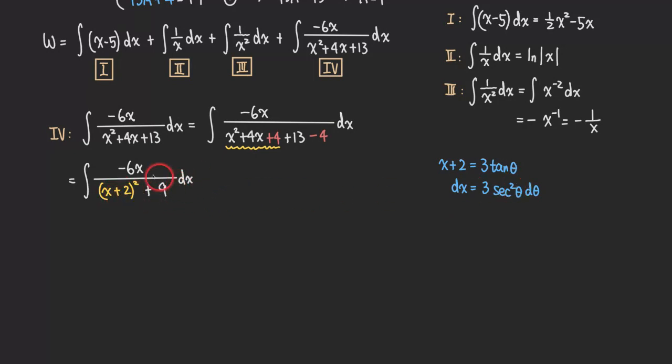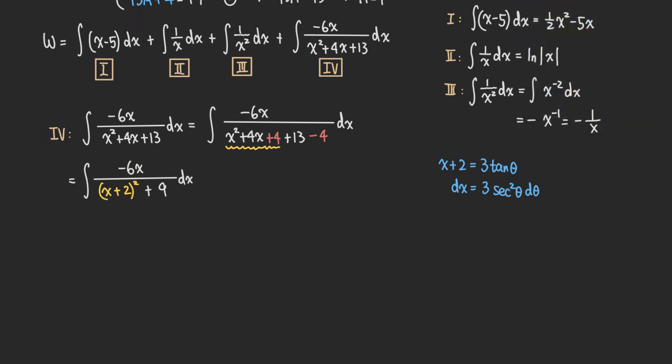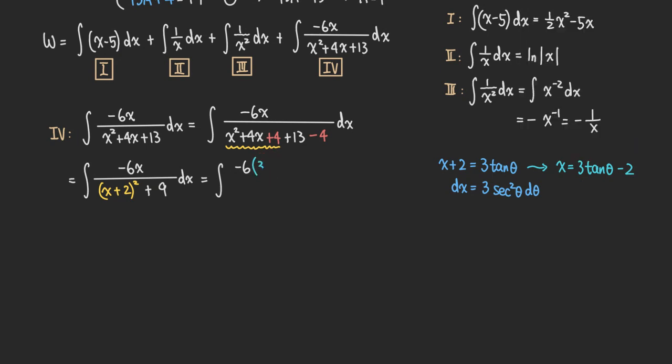Is that okay? Now, we already have a substitution for the x plus 2. We have a substitution for the dx, but we also need a substitution for just the x. So in this case, we actually want to solve for x. So we get 3 tangent theta minus 2. And then now we can start making the substitution in here. So we are going to be getting the integral of -6 times, now this x is going to be replaced by this expression right here, so we get 3 tangent theta minus 2.